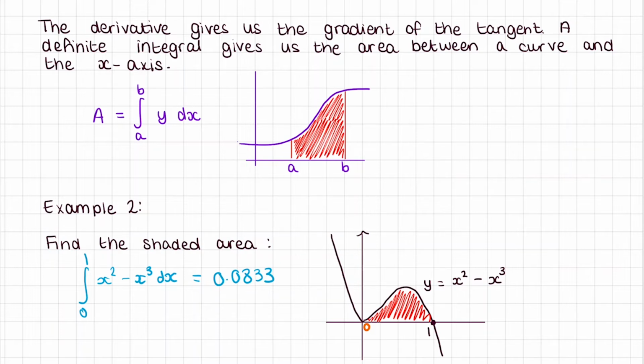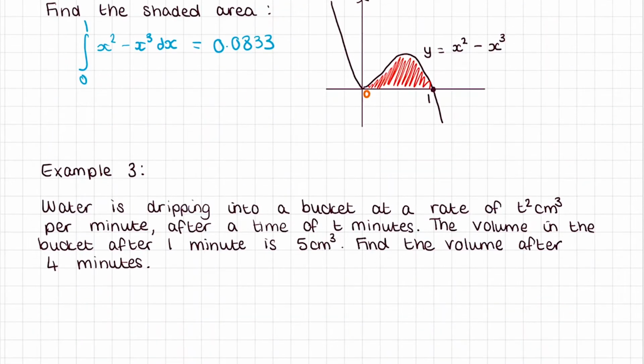Now example 3, I've just got a bit of a worded problem for you just to see how it can relate to some different things. Water is dripping into a bucket at a rate of t squared centimeters cubed per minute after a time of t minutes. The volume in the bucket after 1 minute is 5 centimeters cubed. Find the volume after 4 minutes.